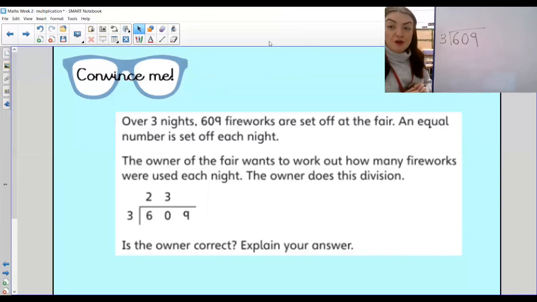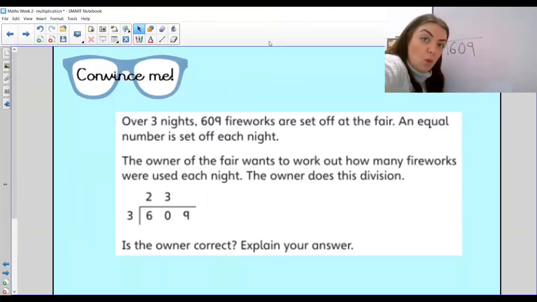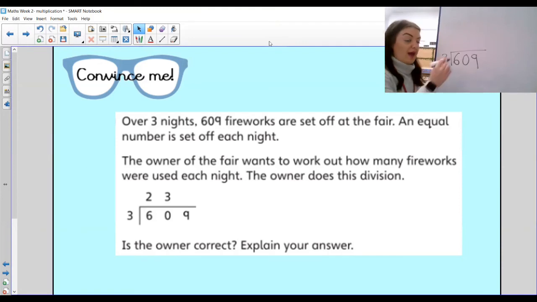Wonderful. So I'm hoping that you've had a little go at that and you've seen what the owner has done. Okay, so he had got 2, 3, and then nothing in his ones column. Okay, so let's rub that out and let's have a look what he should have done.